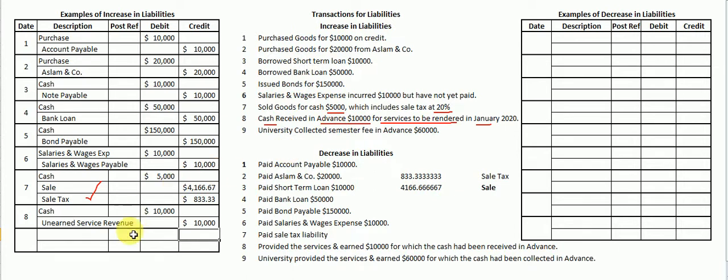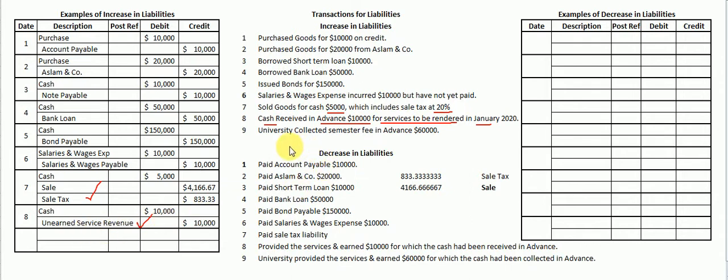Dear students, this unearned service revenue, we treat it as a liability. So we are liable. We have received $10,000, we have not provided the services. So we say this $10,000 we have collected is a liability, and we are liable to pay them back by providing the service. So this is another kind or type of liability increase in this example.